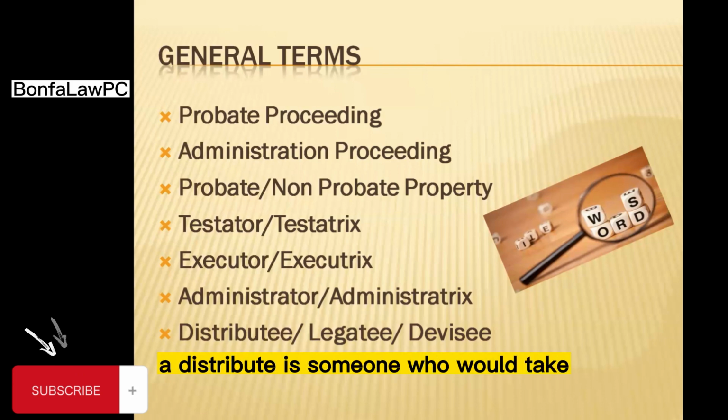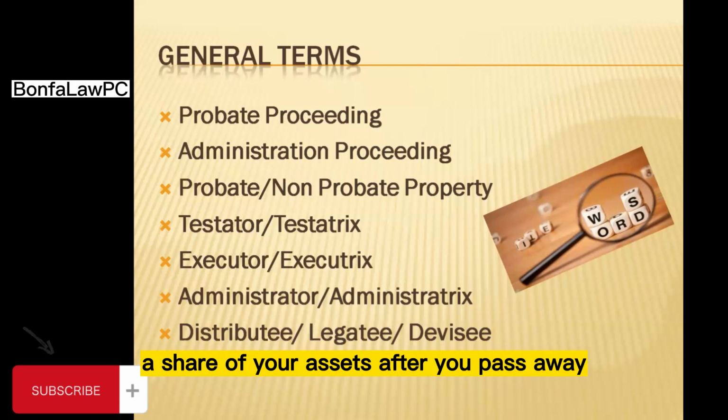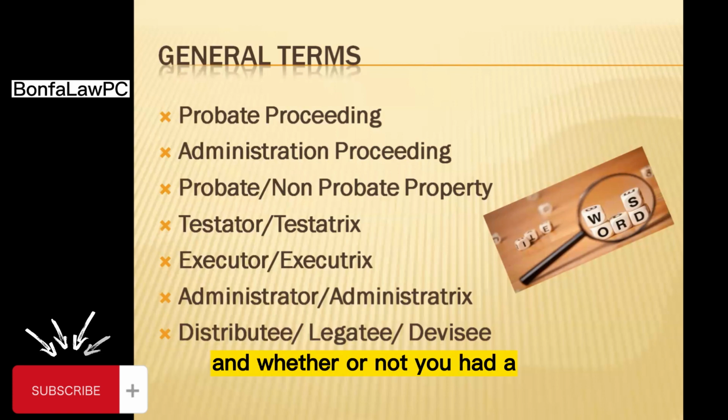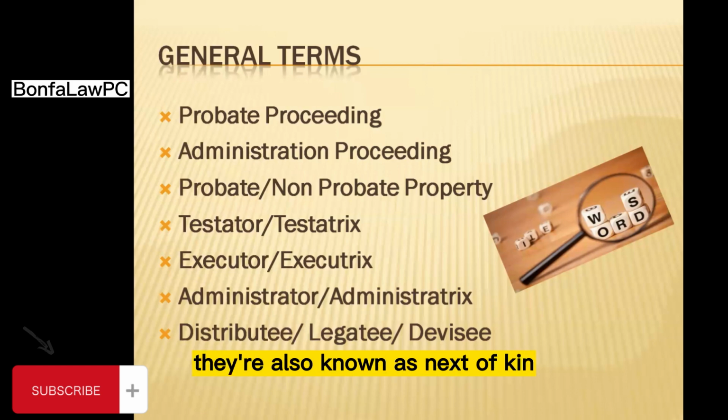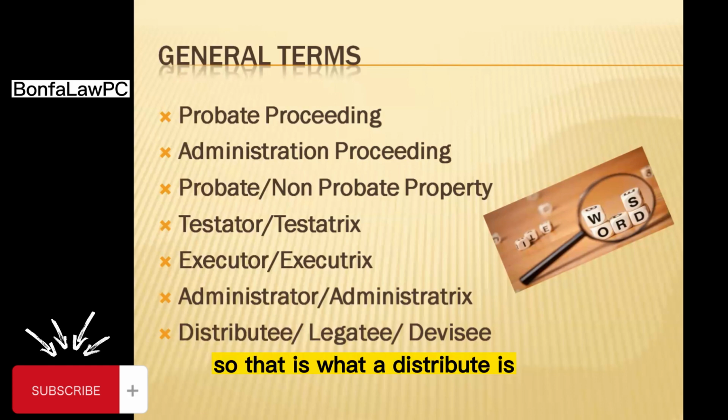A distributee is someone who would take a share of your assets after you pass away, whether or not you had a will. These are people by law. They're also known as next of kin, sometimes you hear, or heirs at law. So that is what a distributee is.